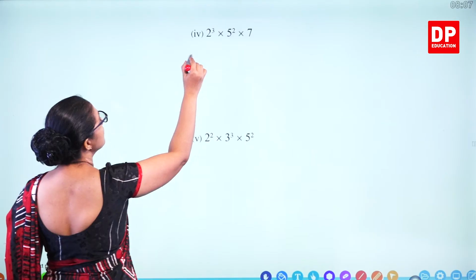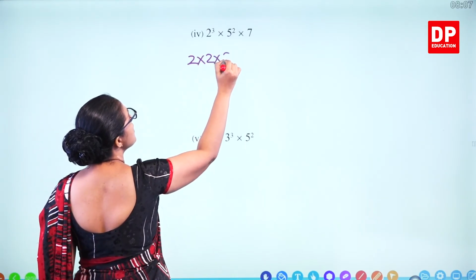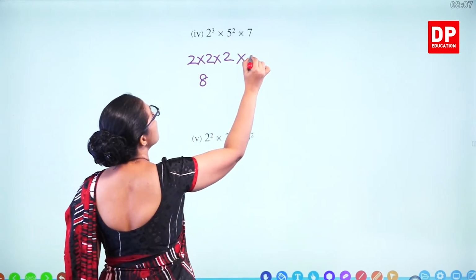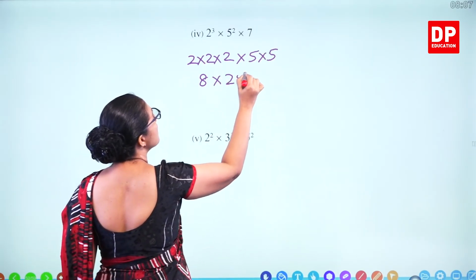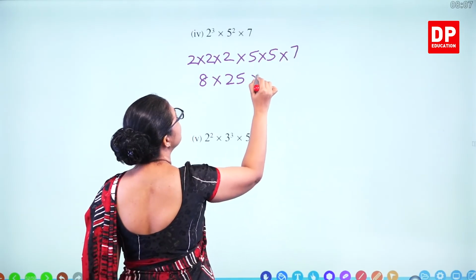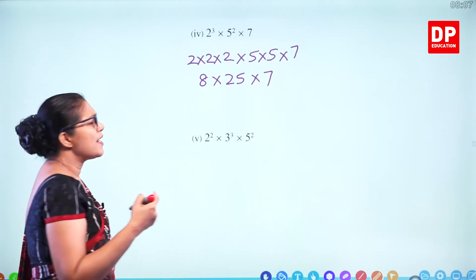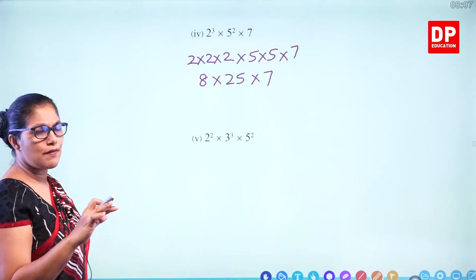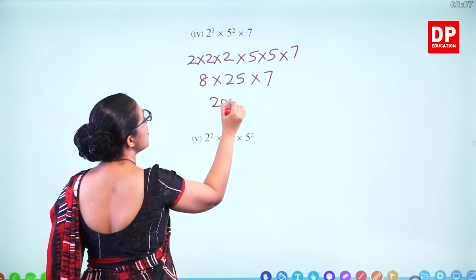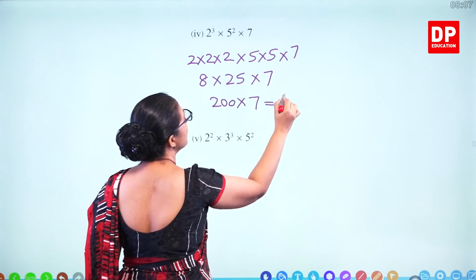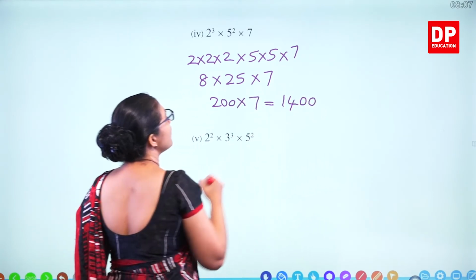2 to the power 3. 2 three times, that's 8. 5 squared means 5 two times, that's 25. And 1 7 is there. 25 times 8. 25 times 4, 100. Another 100, 200. 200 into 7, 1400.